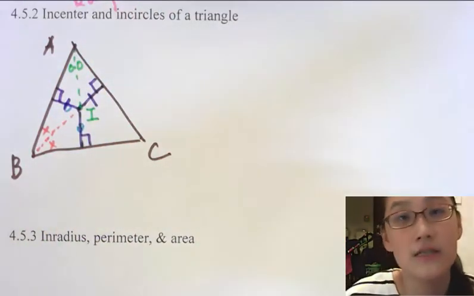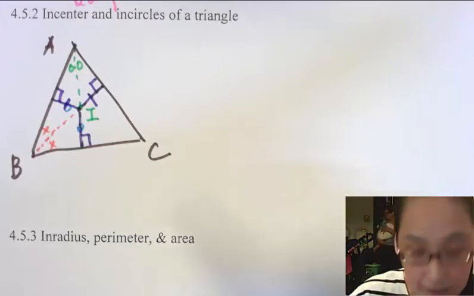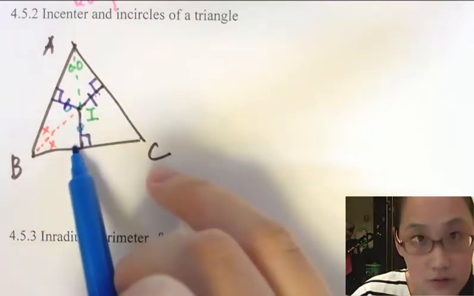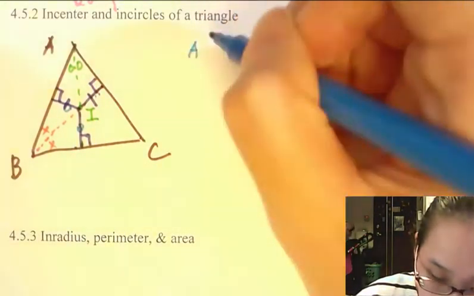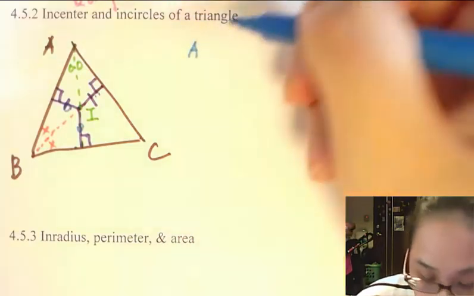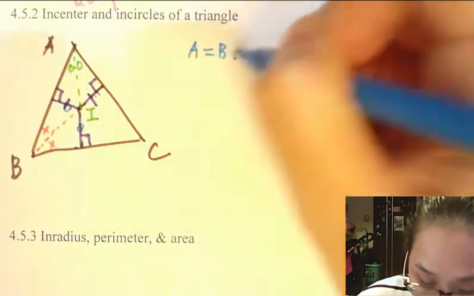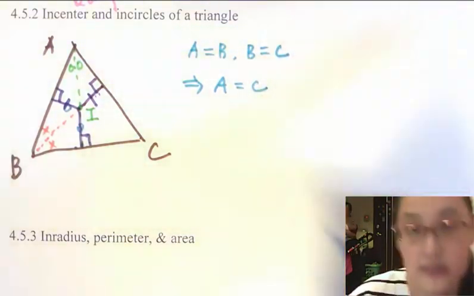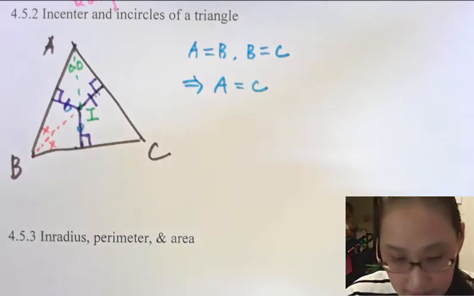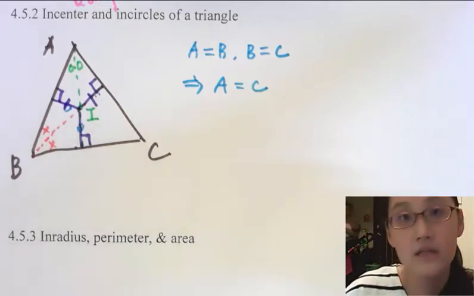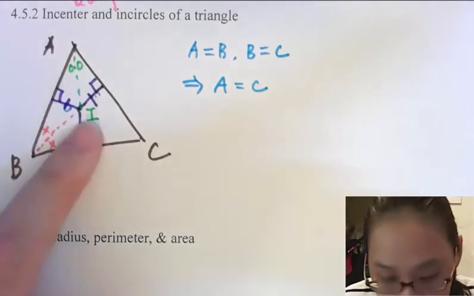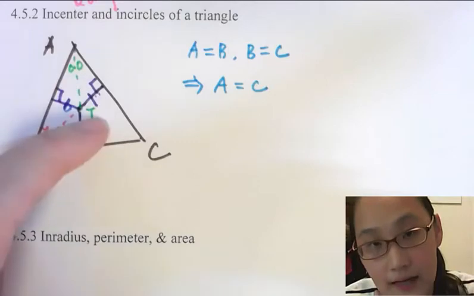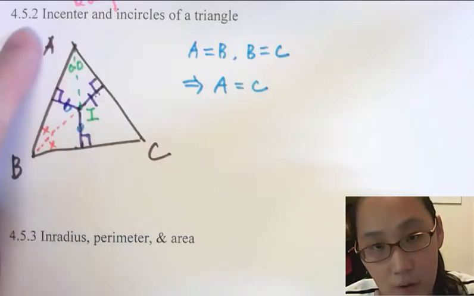Okay, and this is the transitive property in geometry, because this equals this and this equals this, so this equals this, which is like if A equals B and B equals C, then we know that A equals C. This is the transitive property in mathematics. Okay, so now we know that the distance from point I to the three sides of the triangle will be the same.